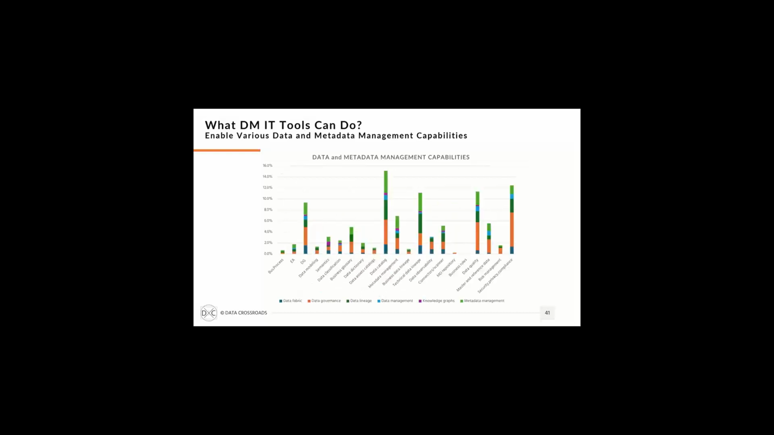Nowadays, many vendors offer integrated solutions. I will share with you several examples. For example, here you can see data and metadata management capabilities. You can see a huge variety of different capabilities supported. Data classification, business glossary, data dictionary, whatever you want. Yeah, but it's again the question, what kind of capabilities you need.